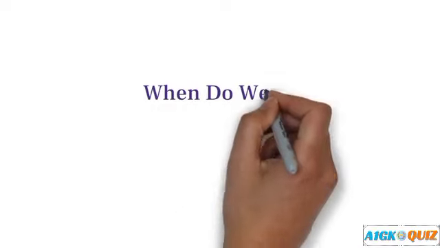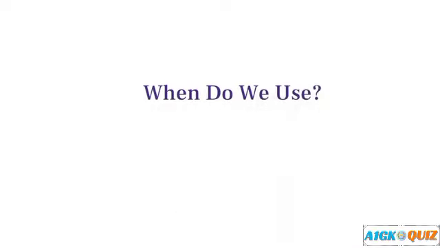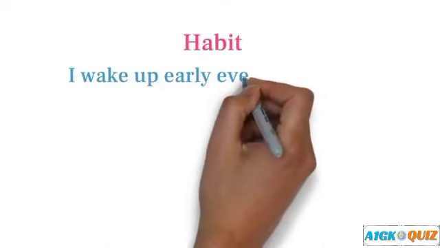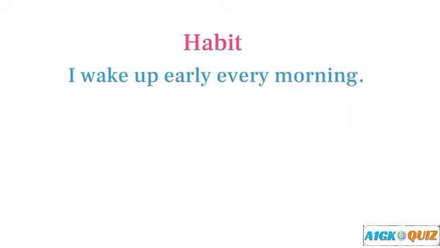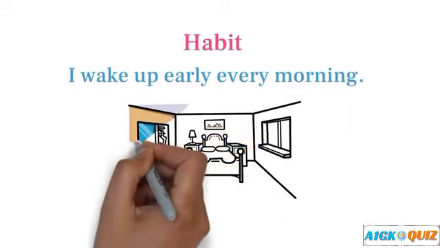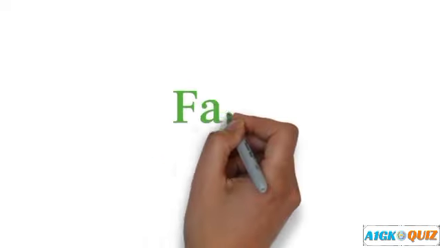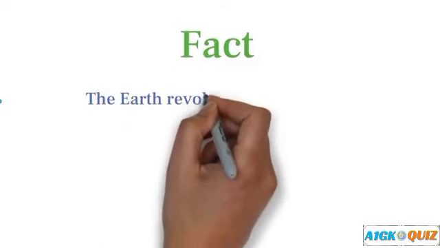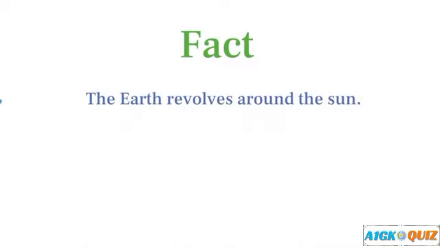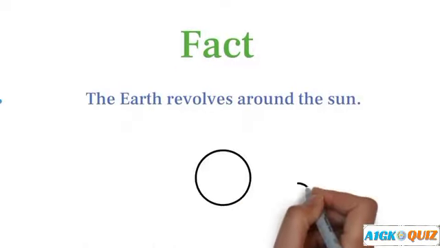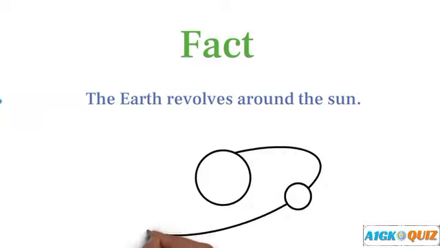When should we use simple present tense? It's generally used to describe three things. Number one, habits. For example, I wake up early every morning. As my action of waking up early was true in the past, is true now, and will be true in the future as well, it comes under simple present tense. Number two, fact. For instance, the earth revolves around the sun. This is a universal truth or fact which was true in the past, is true in the present, and will be true in the future as well.